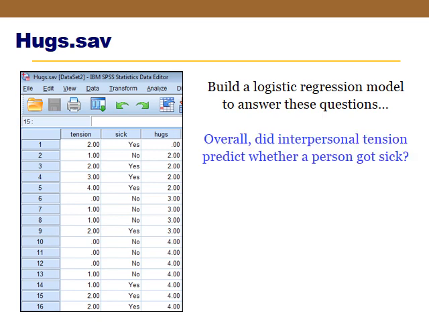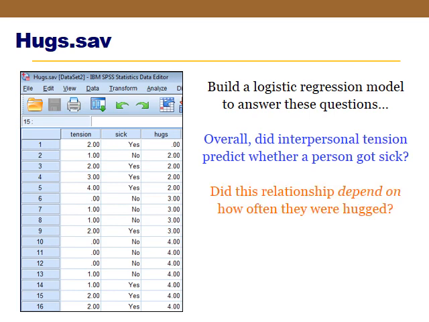So I want you to build a model using PROCESS to test the following things. First, you're going to look for just, was there a main effect of stress? So if we ignore our moderator, was increased levels of stress associated with an increased likelihood of getting sick? Then tell me if the interaction was significant. Did the nature of that relationship depend on the number of days that a person had gotten a hug?